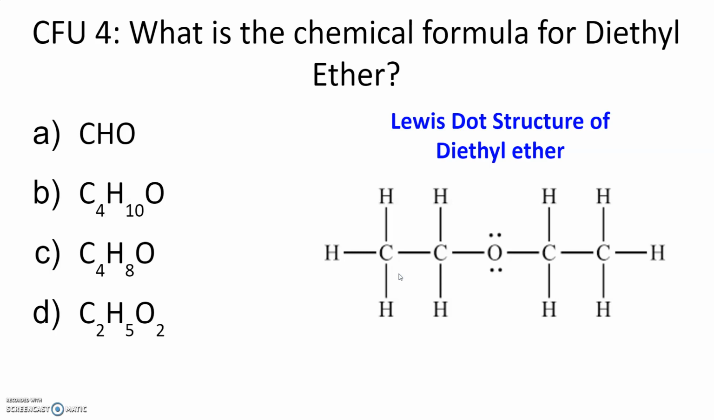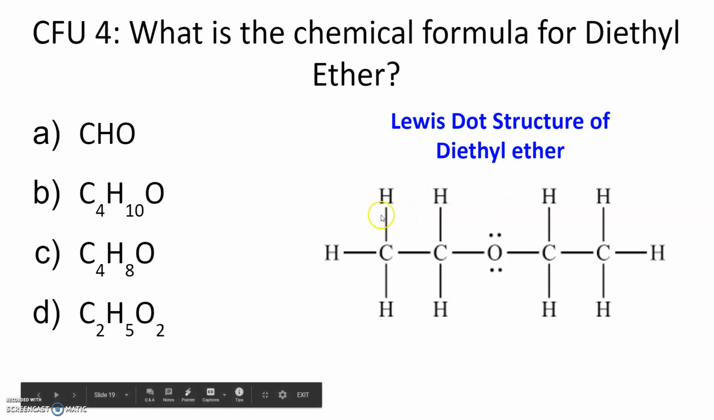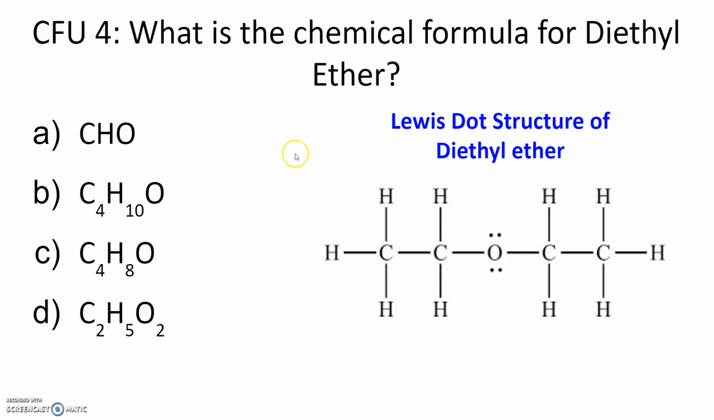Now let's see if we can do something a little different here. This is the Lewis dot structure of diethyl ether. I want you to see if you can use this Lewis dot structure to determine the formula for diethyl ether. What is the chemical formula of diethyl ether? Pause the video now. When you press play again, the answer will be revealed.